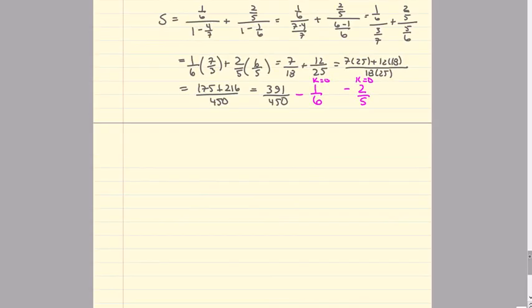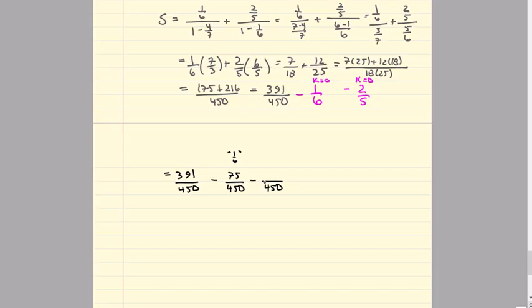So I was hoping I'd fit this on a page, but I don't think it's going to happen. So I'm left with 391 over 450 minus 1/6 minus 2/5. So my common denominator I could think about is 450. So if I take 450 and divide it by 6, I get 75. So I'm going to multiply top and bottom by 75. So that's 75 over 450. That's the 1/6 here. And then minus the 2/5.